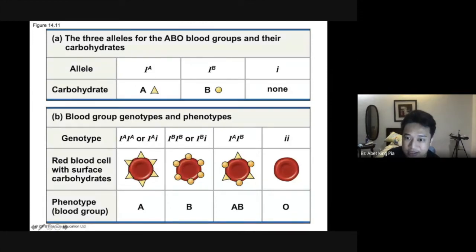And then for type O, ito naman, may application na yung recessive gene. So since for people with type O, the genotype would be 2 small i's. Ibig sabihin, there are no proteins or carbohydrates. Again, there are no carbohydrates present in our blood type. So tayo yung may mga blood type O. Ayan.